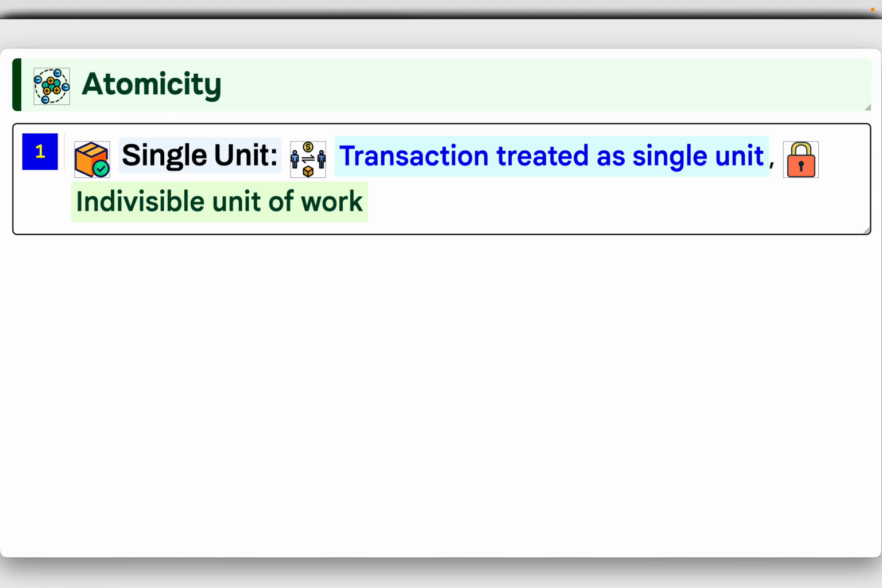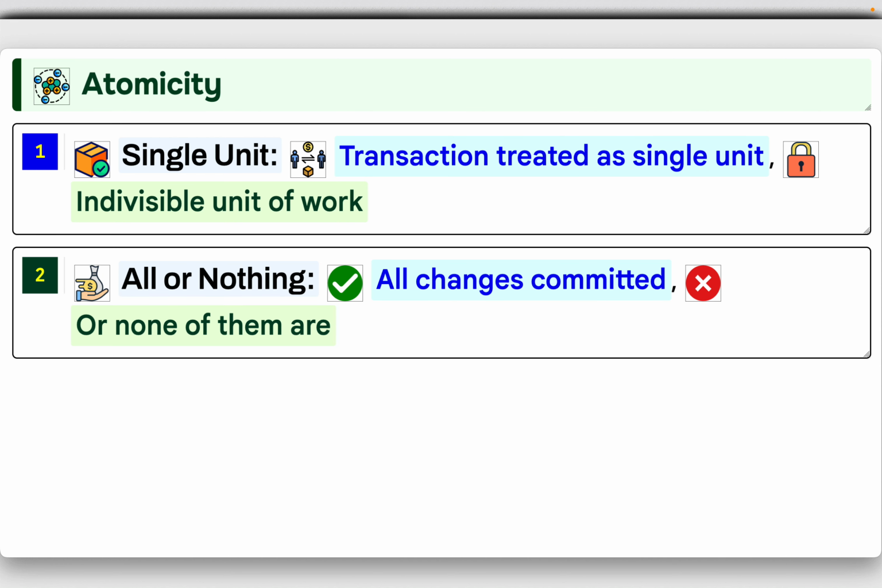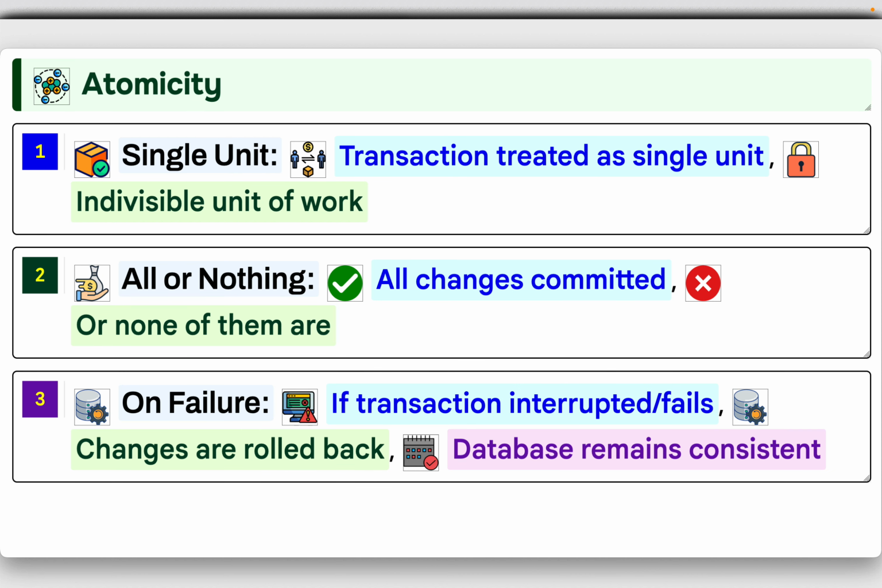First one, atomicity. This property ensures that a transaction is treated as a single, indivisible unit of work. Either all of the changes made in a transaction are committed to the database or none of them are. This means that if a transaction is interrupted or fails, any changes made in that transaction will be rolled back so that the database remains in a consistent state.